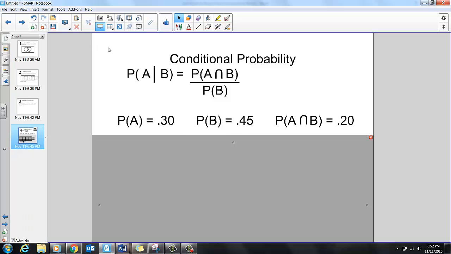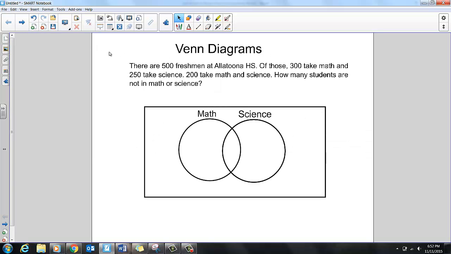So, Venn diagrams. We are going to construct our own Venn diagram right here, just from these sentences above. So, there are 500 freshmen, so I need that number. That is going to be my total number. I know this whole population has got to be 500.